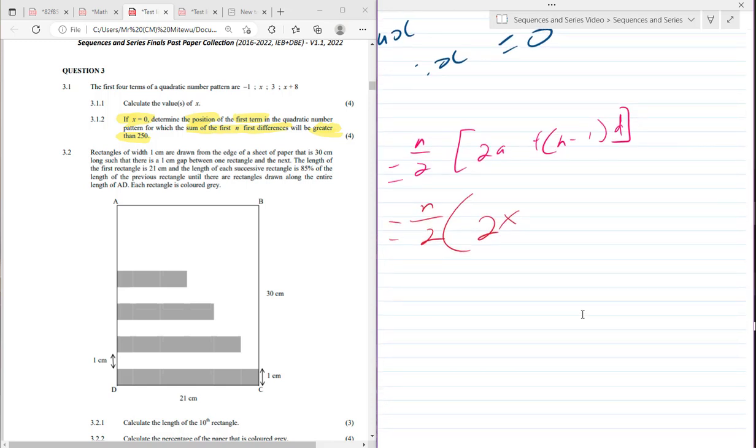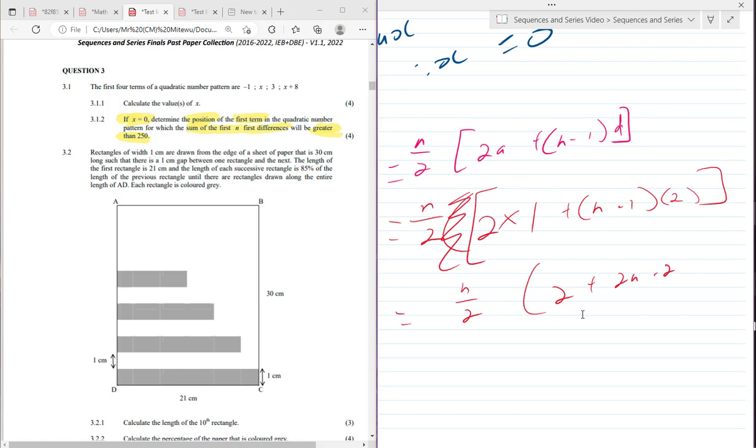So the first term is 2 times 1. Let me just do that. 2 times 1 plus n minus 1 multiplied by the difference, which is positive 2. I'm adding 2 every single time in this arithmetic sequence. That's going to be equal to n over 2, and let's just simplify this. This is 2 plus 2n minus 2. These cancel out. I'm just left with Sn is equal to n over 2 times 2n.